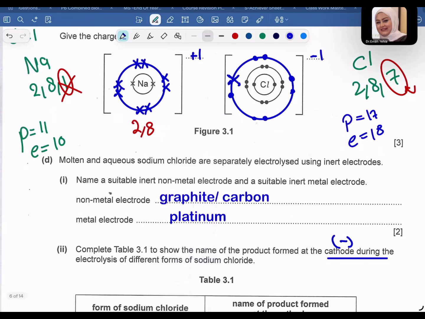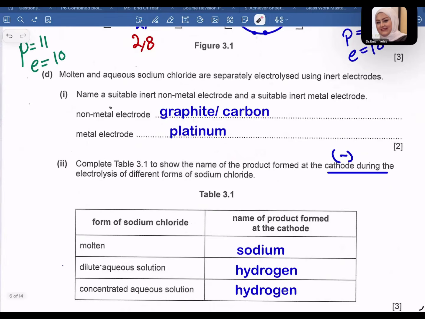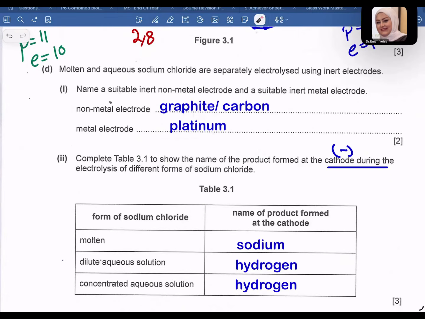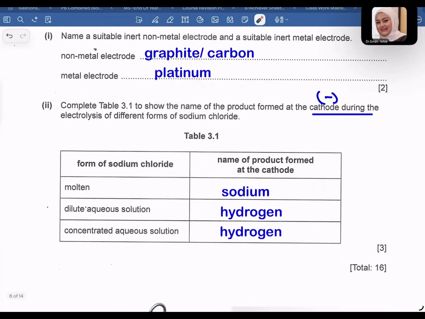Molten and aqueous sodium chloride are separately electrolysed using inert electrodes. Name a suitable non-metal electrode and a suitable inert metal electrode. The non-metal electrode is going to be graphite or carbon, accepted. The metal electrode is platinum. Any unreactive transition metal is accepted, which is always platinum.